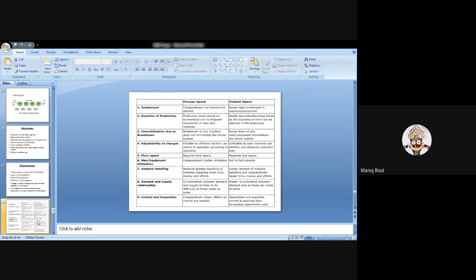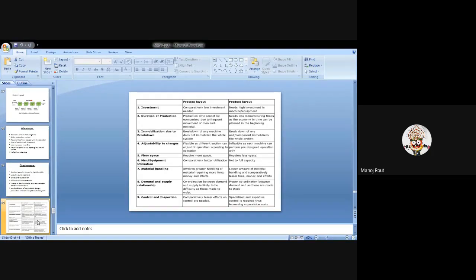The next is immobilization due to breakdown. In case of process layout, the breakdown of any machine does not immobilize the whole system. In case of product layout, the breakdown of any unit or component immobilizes the whole system. The next point is adjustability to change. In case of process layout, it is flexible, as different sections can adjust the operations according to the operation. And in case of product layout, it is inflexible, as the machine can perform pre-designed operations only.